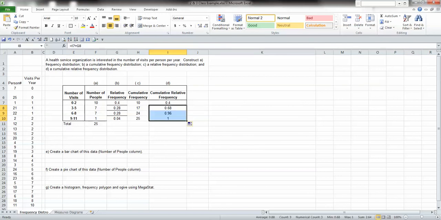Again, we can carry that all the way down, and in this case the cumulative relative frequency should equal 1 when you get down from 0 to 11 visits, because that includes the entire number of people in the sample, which is 25.